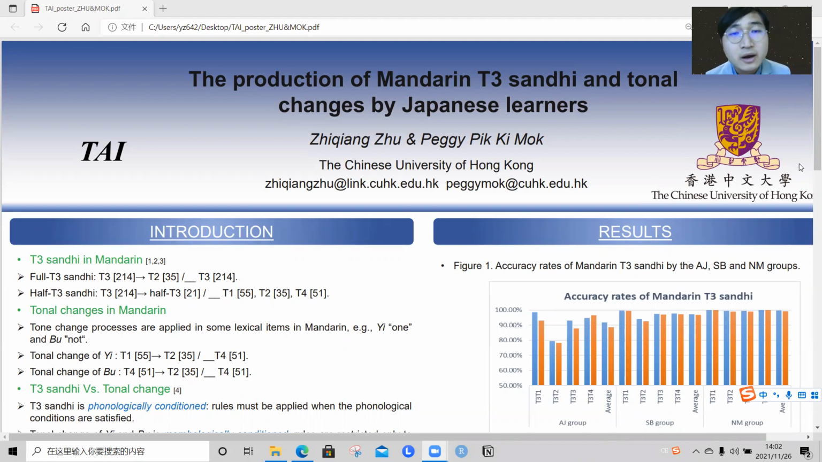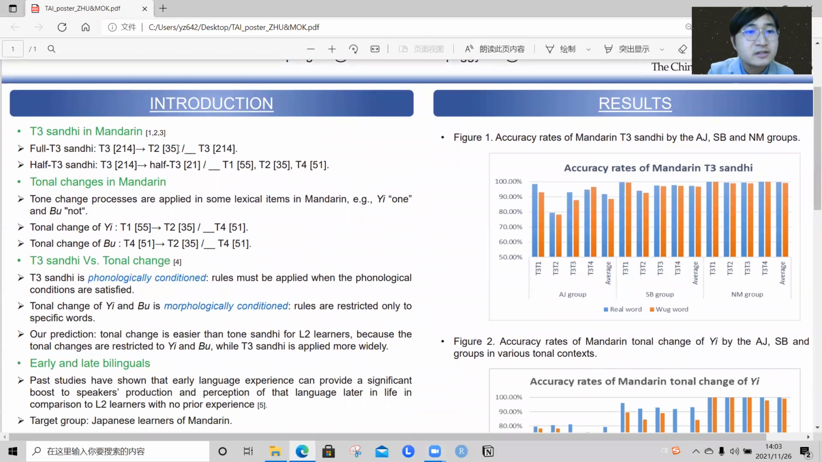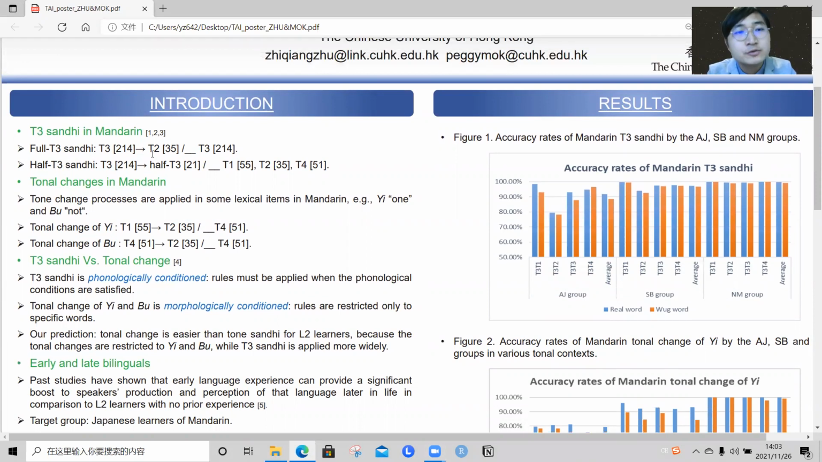My research is about the production of Mandarin T3 sandhi and tonal changes by Japanese learners. There are two types of T3 sandhi in Mandarin. First, full T3 sandhi, which changes the first tone 3 into tone 2 in a tone 3 sequence. And second, half tone 3 sandhi, which changes the full tone 3 into half tone 3 when it is followed by T1, T2, and T4.